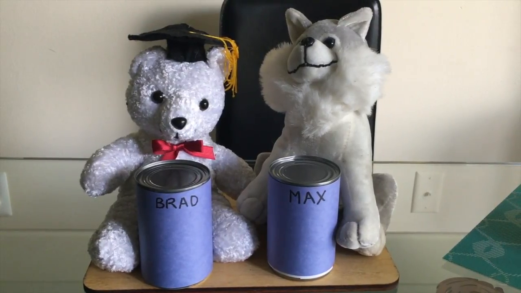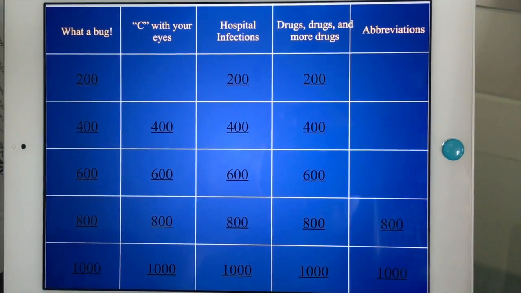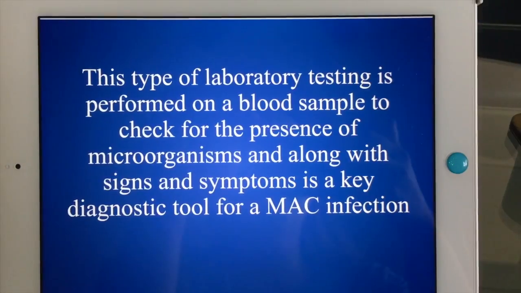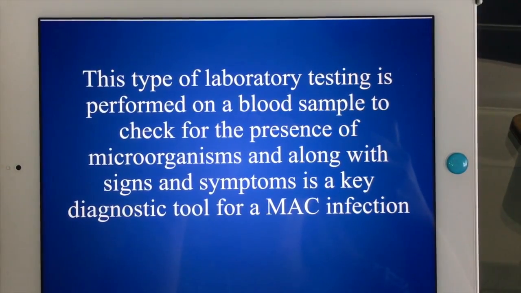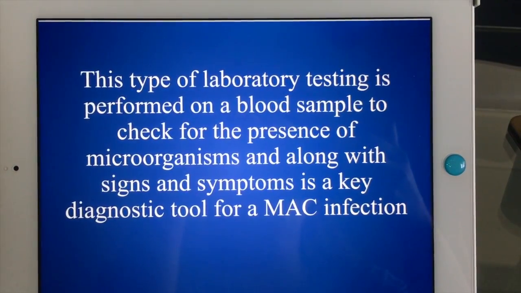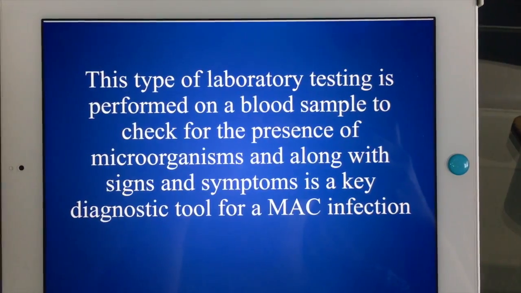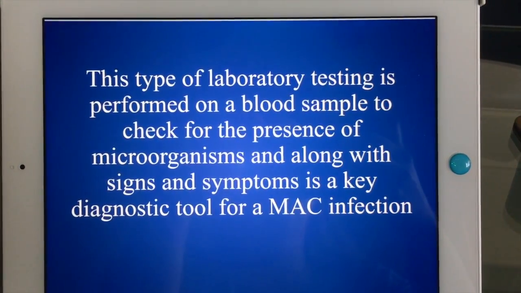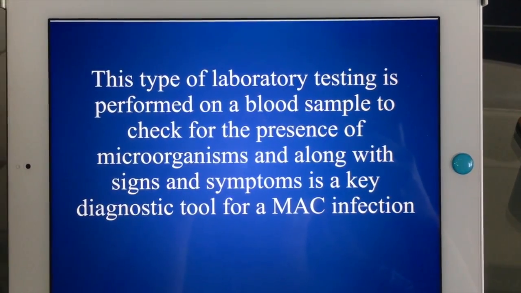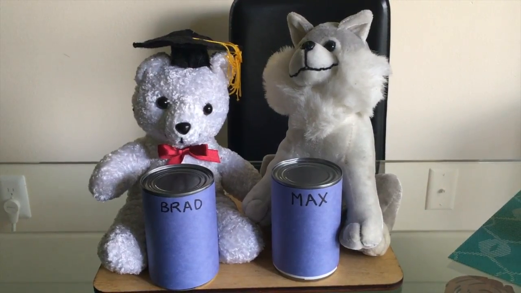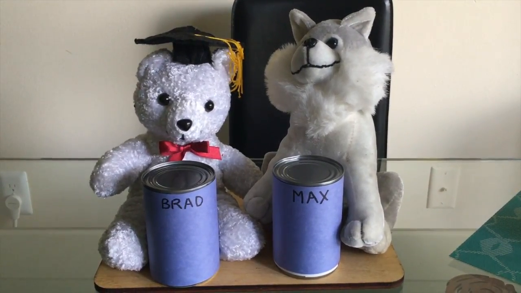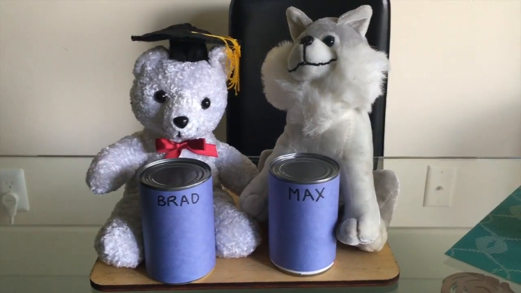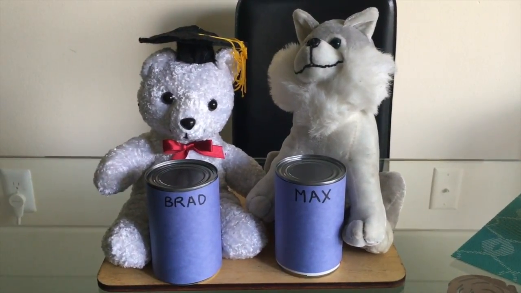See with Your Eyes for 400. This type of laboratory testing is performed on a blood sample to check for the presence of microorganisms, and along with signs and symptoms is a key diagnostic tool for a MAC infection. What is a blood culture? You're correct, 400 points. Select your next category.